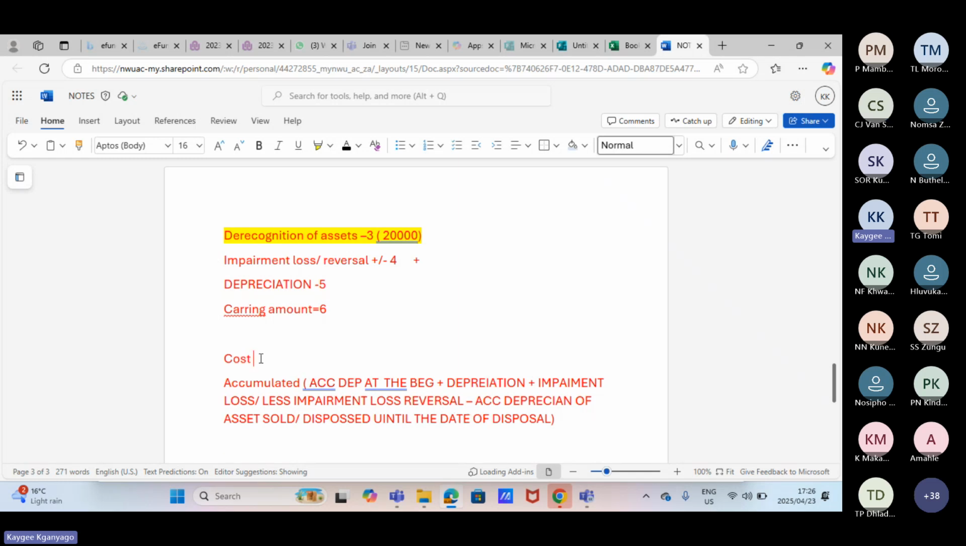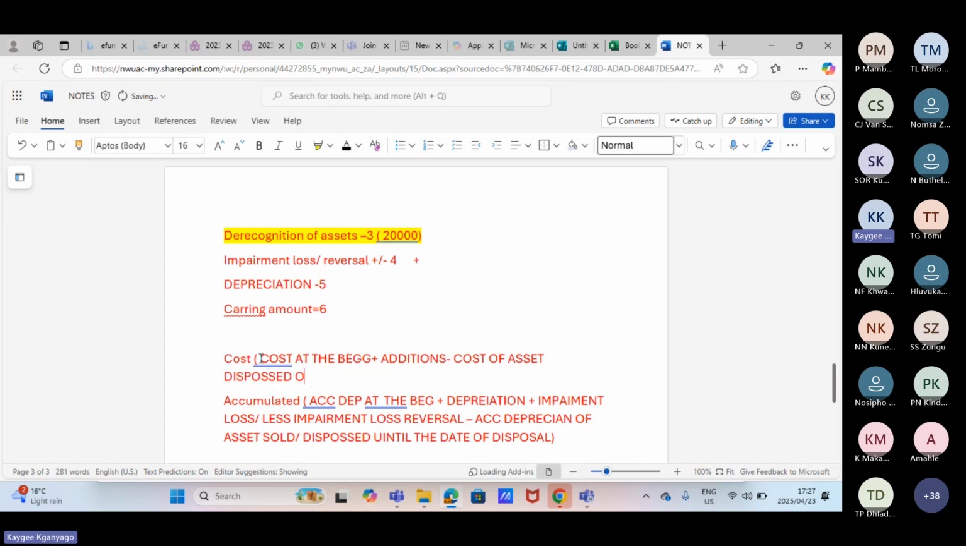Okay. Now again, on the cost. The cost is the same procedure, ne? It is your cost at the beginning plus what? Additions. With cost, you can only have cost at the beginning, cost of the asset that you purchased during the year, and also cost of the asset that you sold. What will you do with the cost of the asset that you sold? Not you, CJ. I want someone else. Subtract. You will only subtract the cost, not the carrying value, ne? The cost only. Cost of asset disposed or sold. Are people now happy with these methods?